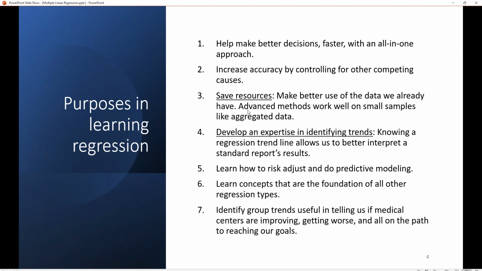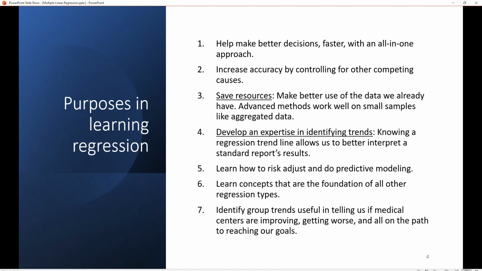For number 3, it's to save resources. We can make better use of the data we already have. We have advanced methods that work well on small samples, like aggregated data, and that's where we began with small samples. So we can use our own data, and that'll save you money.